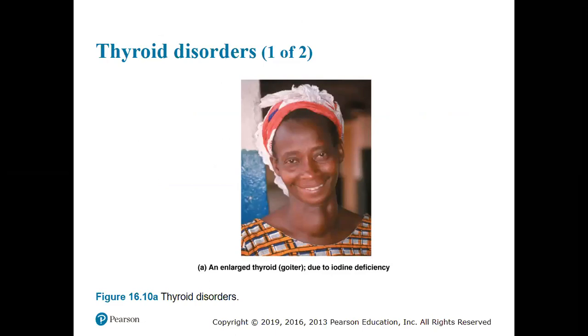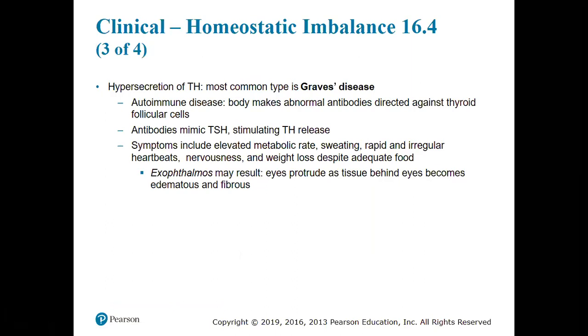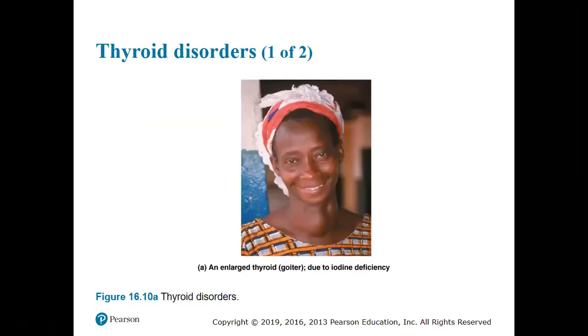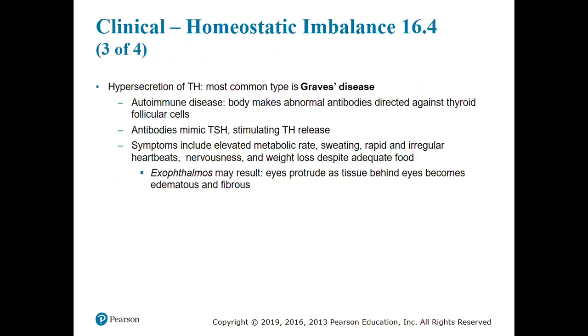Let's talk about the thyroid disorders. This is going to be goiter, due to lack of iodine. Again, very rare. I'm sure it does happen, but it's a very rare situation. It doesn't say that's rare, but trust me, it is rare. Now, this one is going to be more likely Graves' disease.